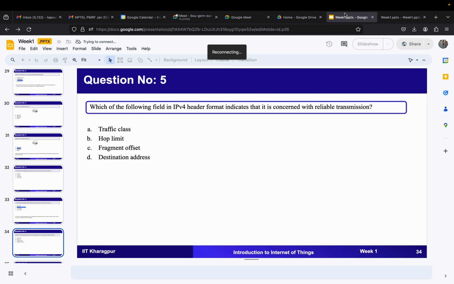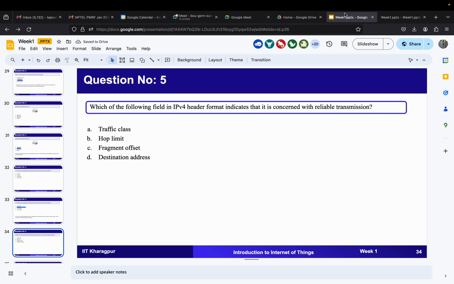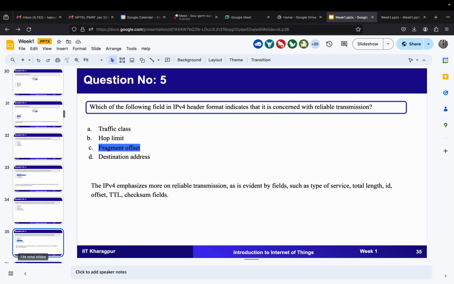So question was, which of the following field in IPv4 header format indicates that it is concerned with reliable transmission? Options are traffic class, hop limit, fragment offset, destination address. One of you told that it is destination address. Anyone else? No? Correct option for this is fragment offset. Ma'am, I think it's destination address also. No, it's fragment offset.